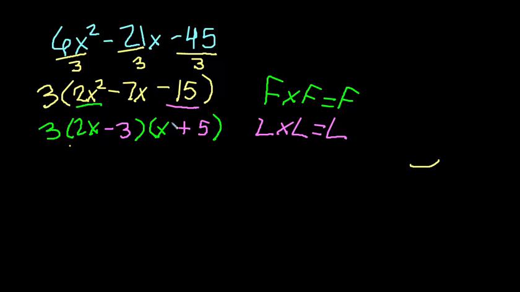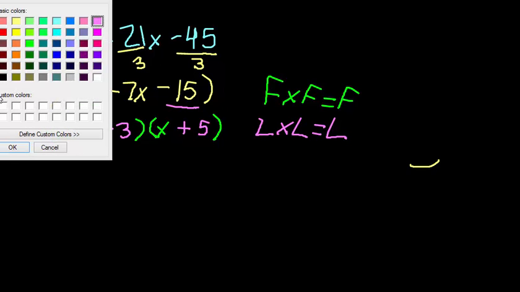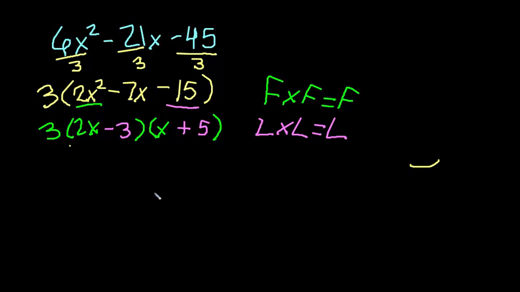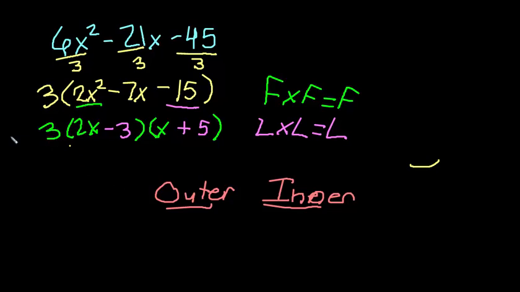Now notice, I'm not finished here. This is not the solution because I have to check it. And the way I check this is I look at the outer and the inner. Now what I mean by that is this is the inner here, and this is my outer. And when I do the inner and the outer, they should add to give me that middle term.